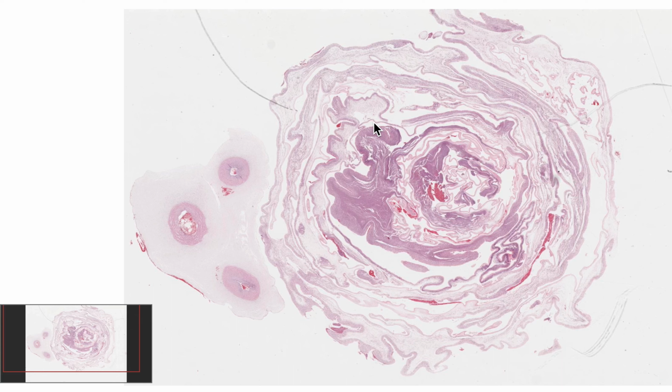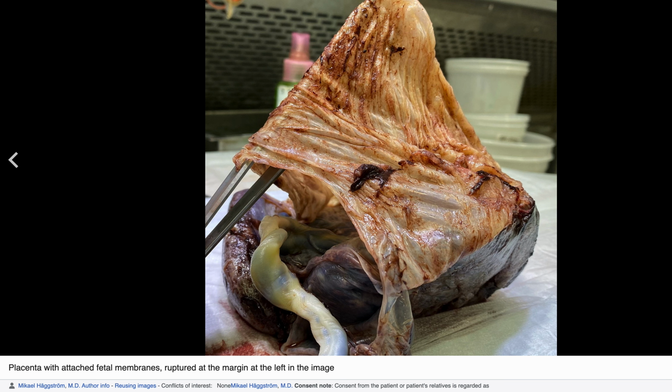Today we're going to talk about the placenta, more specifically acute chorioamnionitis. Thank you to PathPresenter for this slide. So what we see here on low power are the free membranes of the placenta that are rolled up, as well as the umbilical cord. So what does this look like in real life, or not under the microscope?